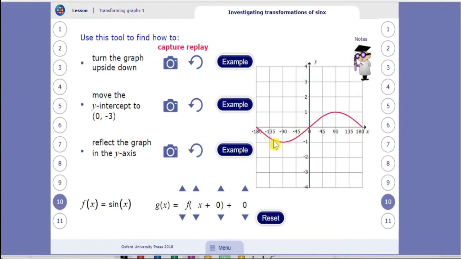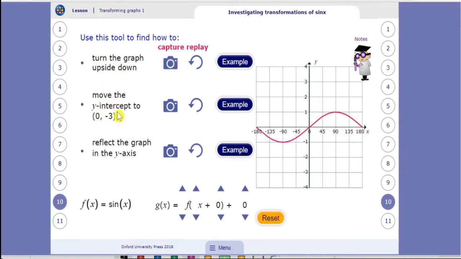This is the graph of, you might have guessed by now, sine of x from negative 180 to positive 180. And this is how it looks. The first is turn the graph upside down. If I have to turn it upside down, it means reflection in the x-axis, and that is obtained by reversing the sign of the output. There we are.